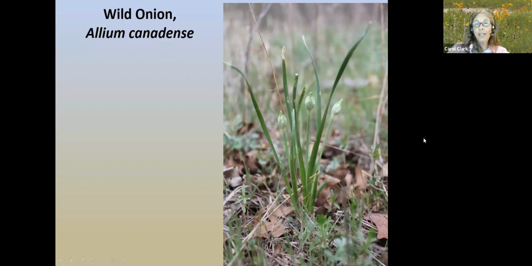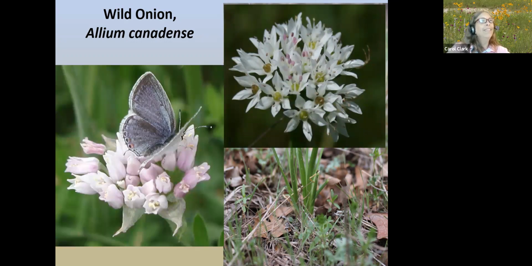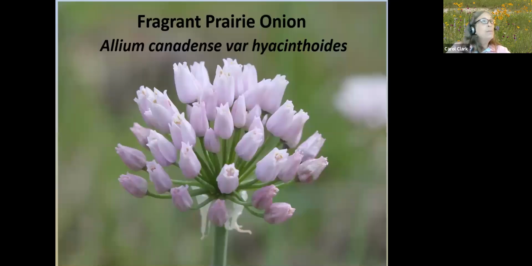But the next things that you'll see starting to bloom in the spring are the wild onions. And we have quite a few species and subspecies here in North Texas in the Dallas-Fort Worth area. A lot of our subspecies fall in the Allium canadense species. And we have a white one, Allium canadense frasieri. We have a pink one, and that one is fragrant. Smells like hyacinths, some people say, and it is a beautiful little pink onion. So the hyacinth smell is right there in the name, Allium canadense variety hyacinthoides.